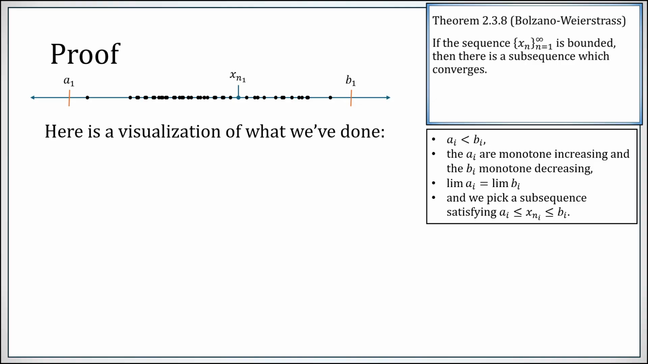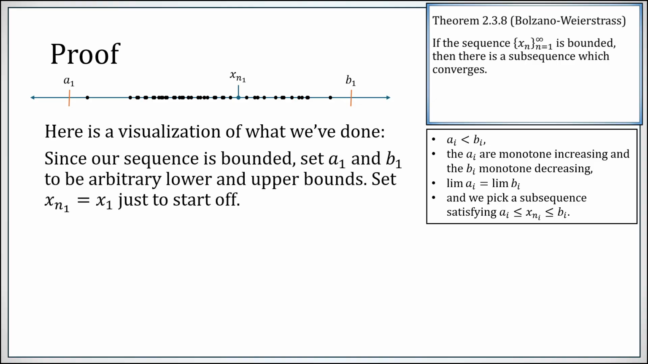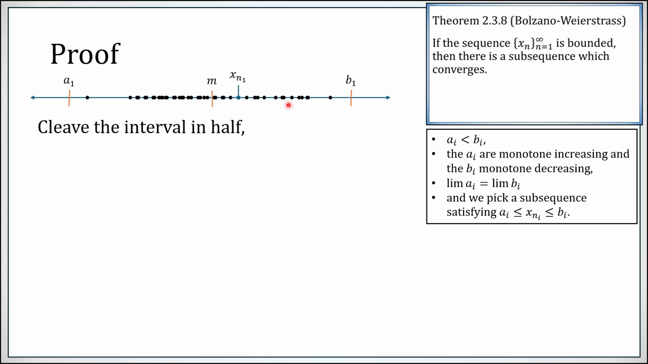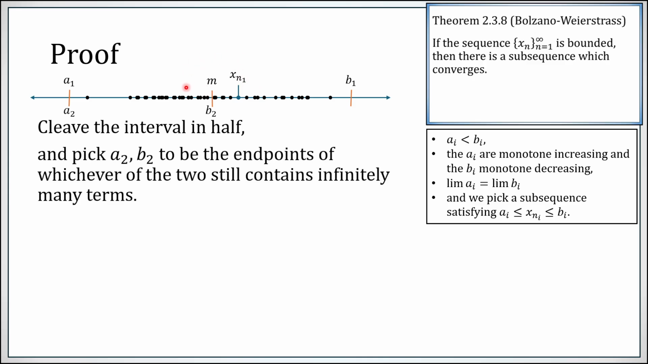So here's a visualization of what's going on. Our sequence is bounded, so we picked a lower bound and an upper bound without being particularly careful about it, and we just picked the first term of the sequence. Now, this contains infinitely many terms of the sequence. It contains all of them. So cleave the interval in half with a midpoint. At least one of these two pieces has infinitely many. Suppose it's the one on the left. Then I make this a_2 and I make this b_2. This has infinitely many terms of the sequence, so it has at least one. Pick x sub n sub 2 to be one of them.